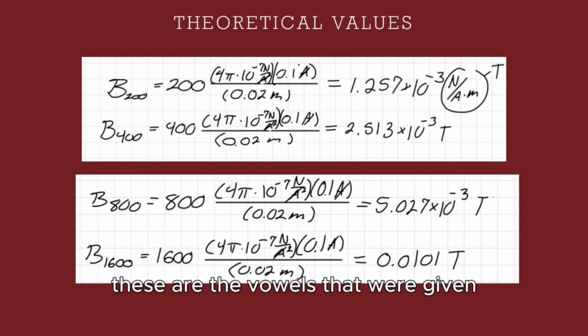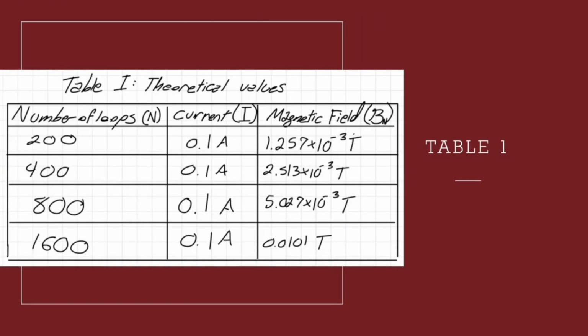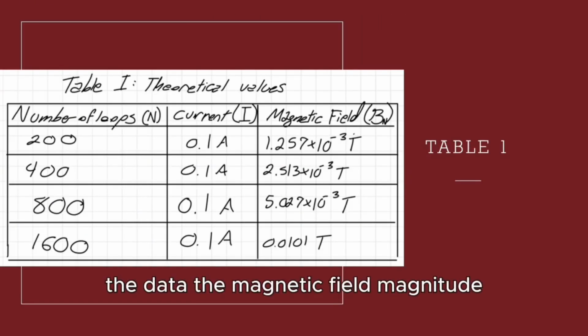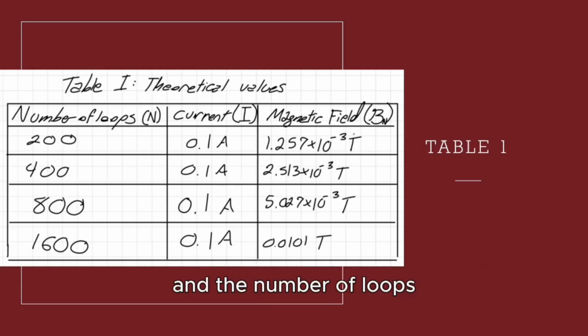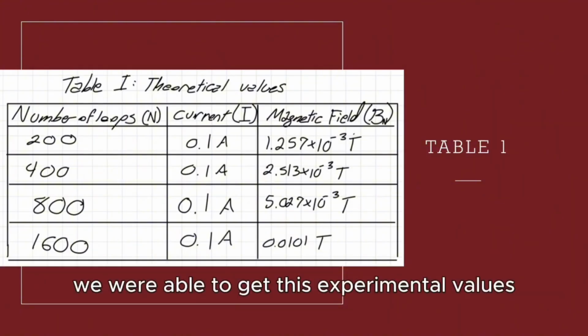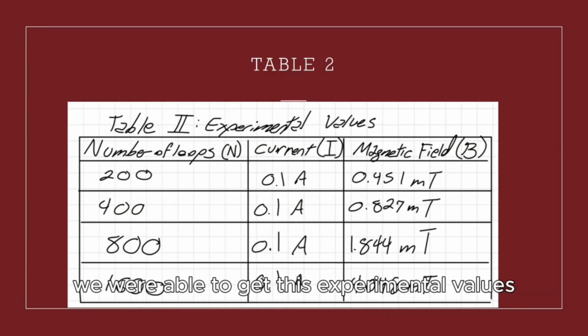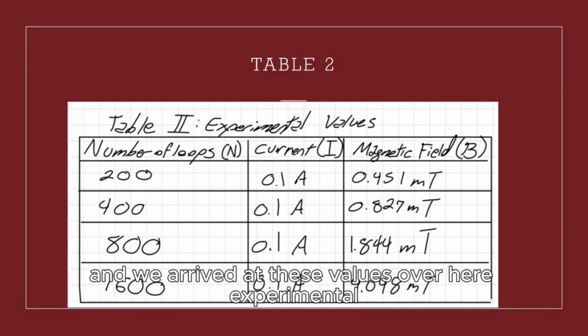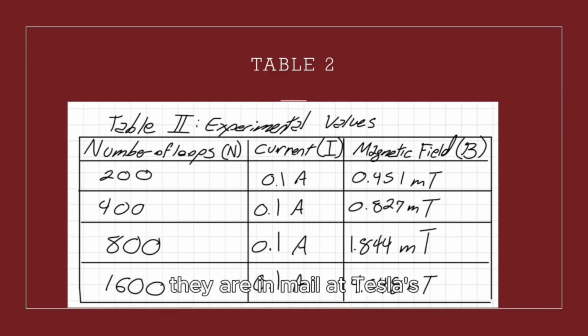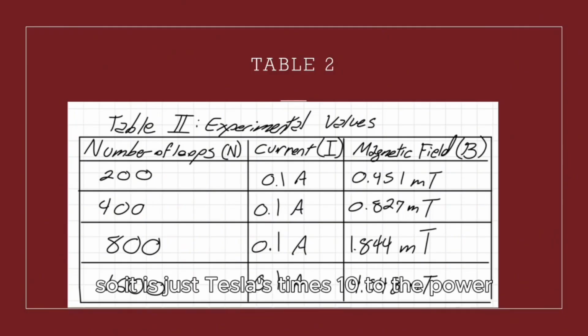These are the values that were given from our calculations. We set up the data: the magnetic field magnitude, our current, which remained constant for all of these, and the number of loops in each coil. We were able to get these experimental values. We use the same coils, 200 loops, same current, and we arrived at these values over here, experimental. They are in milliteslas, so it is just teslas times 10 to the power negative 3.